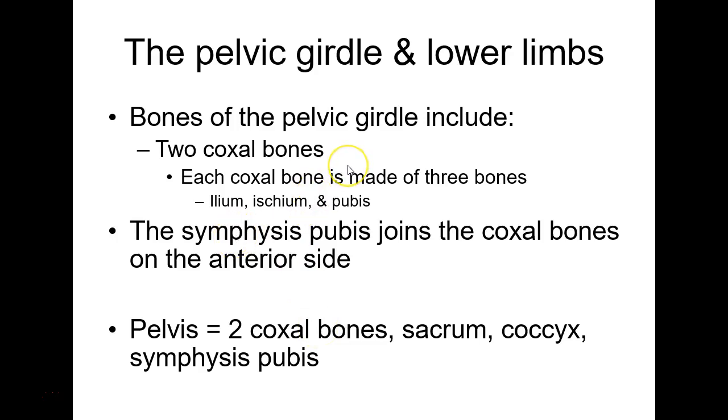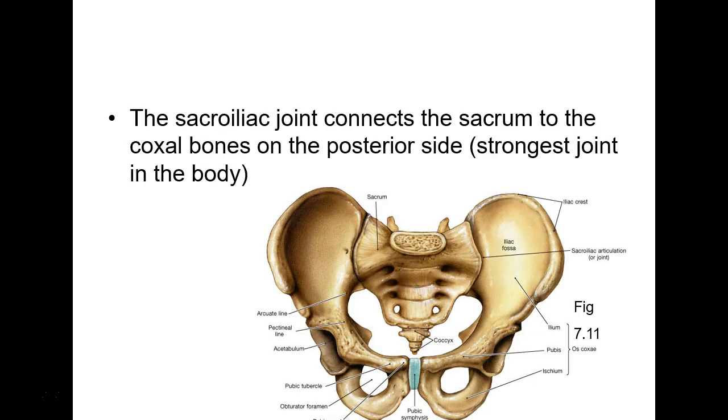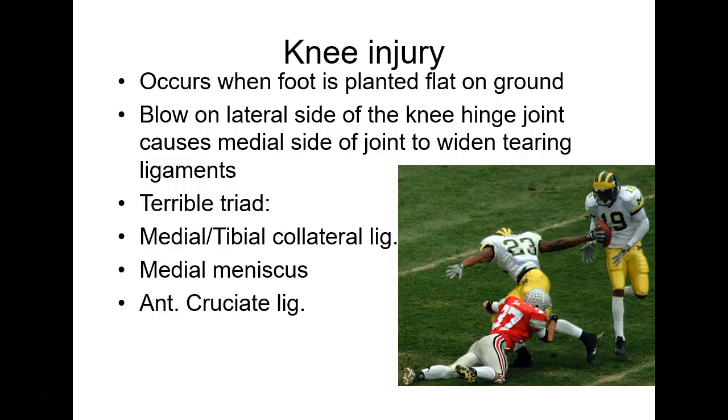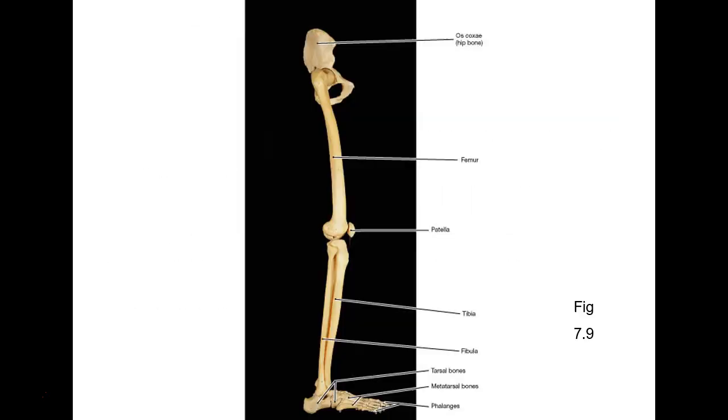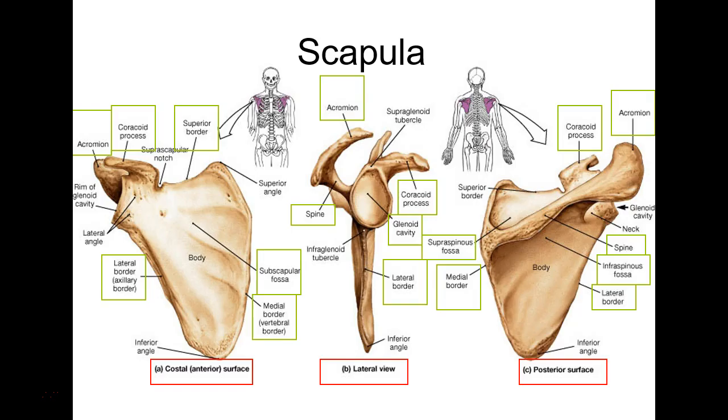So the bones of the pelvic girdle include the two coxal bones. I tell you what, let's just skip over this, and we'll put this on the last lecture. So we're going to kind of divide this into upper and lower. So we'll come back to this. Okay. So let's stick on the upper body.